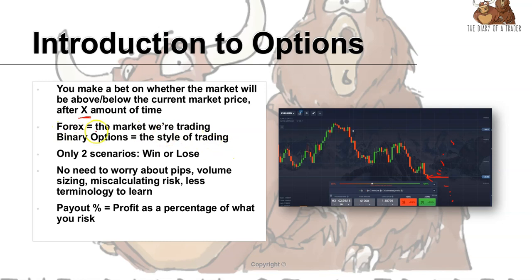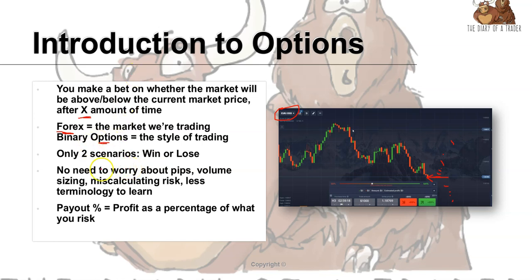Just so you're clear, in forex, that's the market we're trading. So here we have the euro dollar, and binary options is just the style of trading where it is only a win or a lose. That's why it's called binary. Only one of these two scenarios will happen.